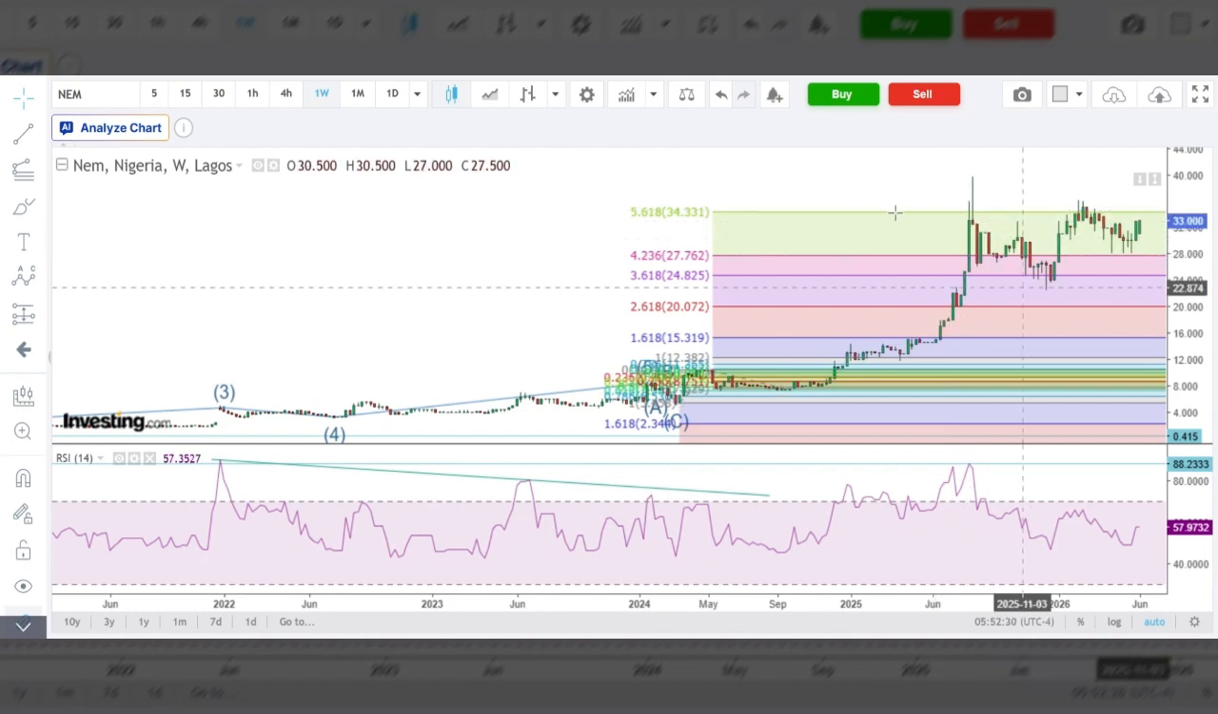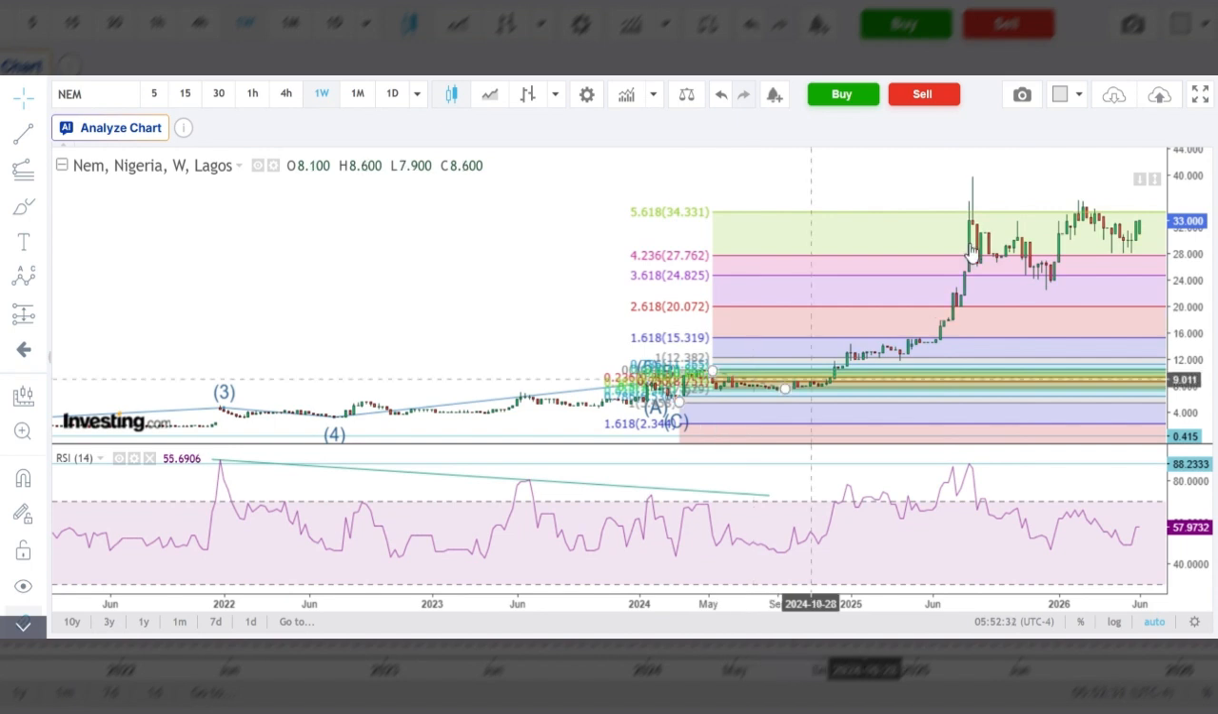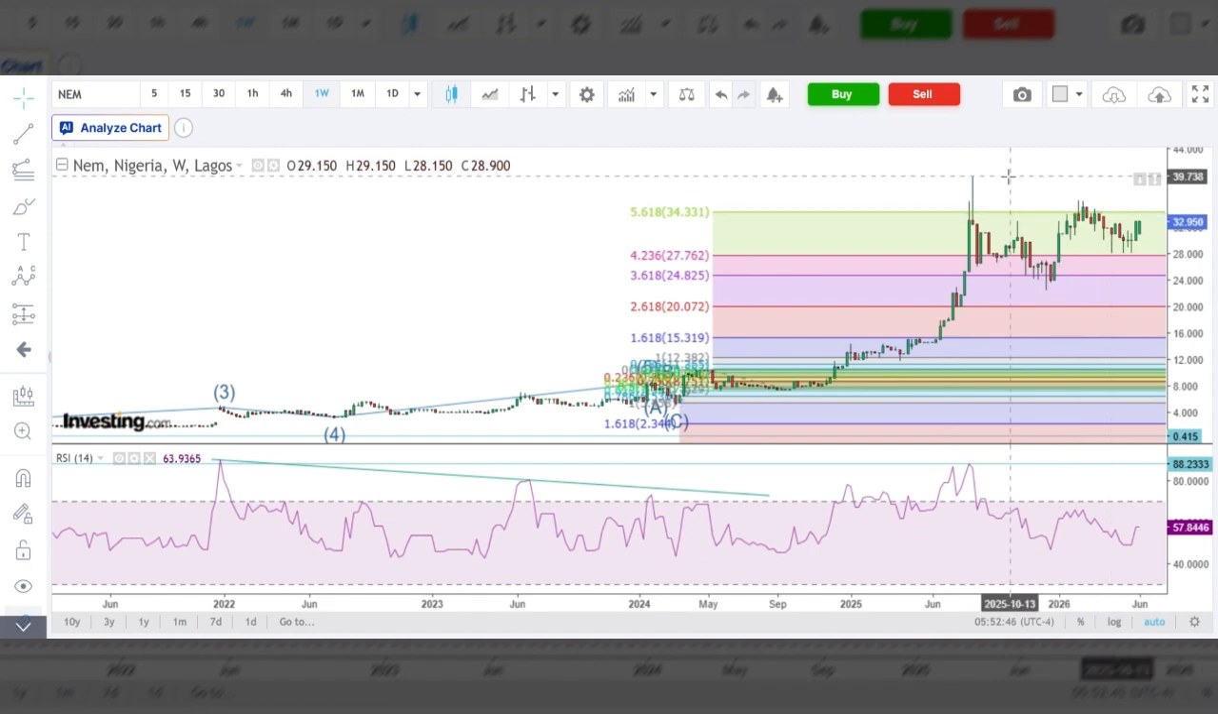And usually when wave 3 extends like this, wave 5 either truncates. That means it goes up, but instead of wave 5 passing wave 3, it doesn't pass that level, and then it goes on a bearish move before a bullish run.